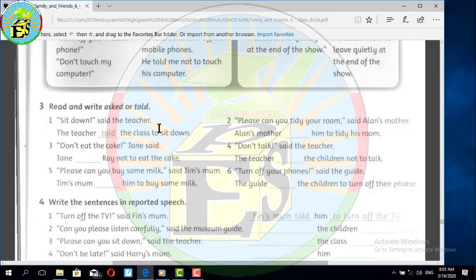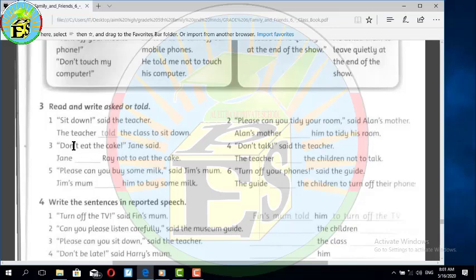Number 2, please, can you tidy your room? Said Alan's mother. This is please, so it will be a request. So we will write asked. Alan's mother asked him to tidy his room.